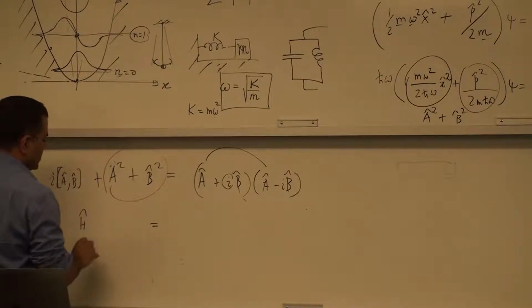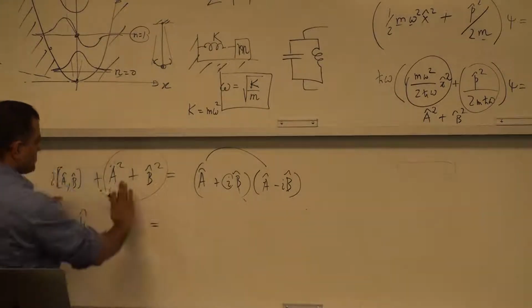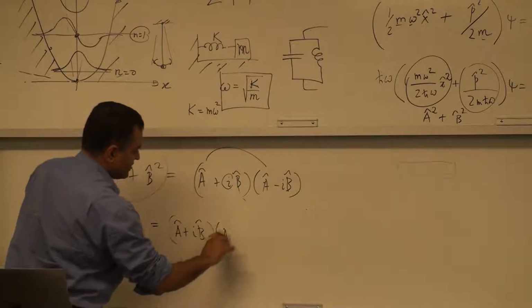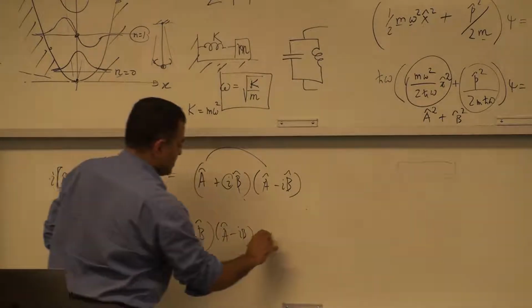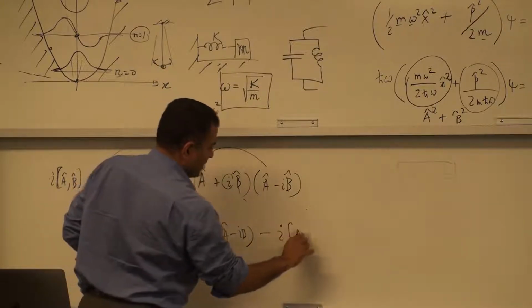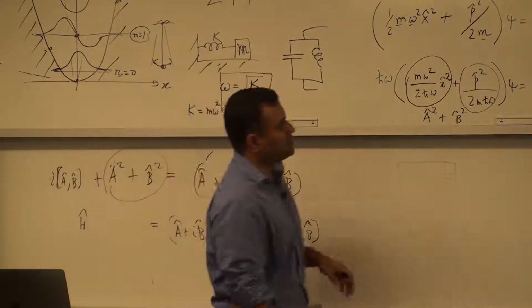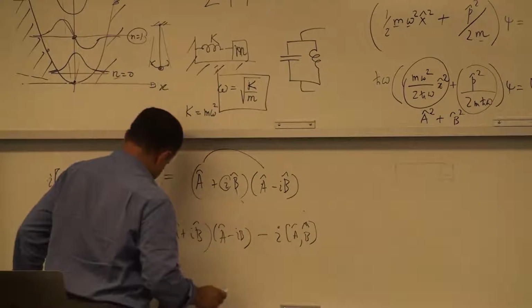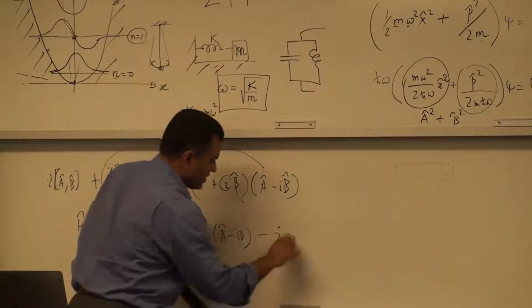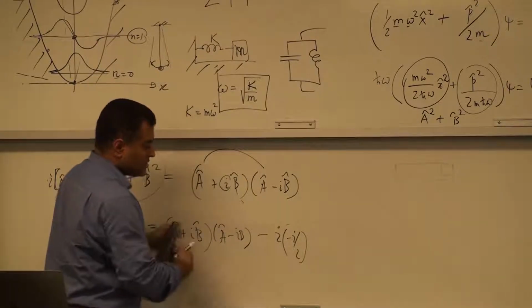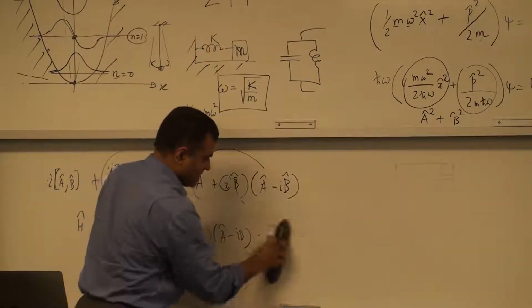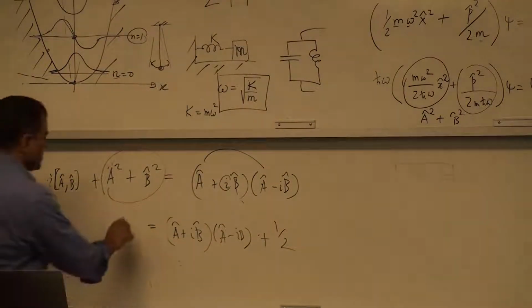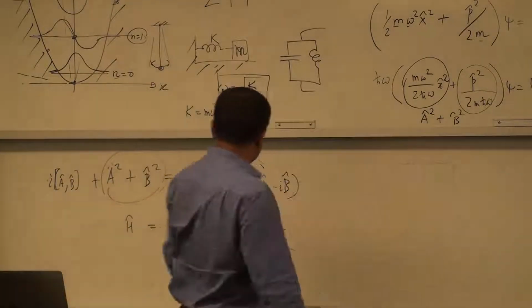So the Hamiltonian is equal to A plus iB times A minus iB, minus i times the commutator of A comma B. But the commutator of A and B for the harmonic oscillator problem is i over 2. So you get minus i times i over 2, and that gives you just half. Minus of minus i, so that's plus half, right? So your Hamiltonian, which is your kinetic plus potential energy, is now written like this.